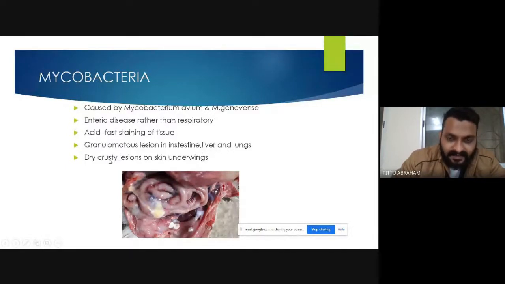Sometimes I've seen cases in grey parrots where there are crusty lesions on the skin. When it died, I did a postmortem and found that it was Mycobacterium only. Otherwise, it is very difficult to distinguish between a skin infection and Mycobacterium, and even an eye infection infected with Mycobacterium.